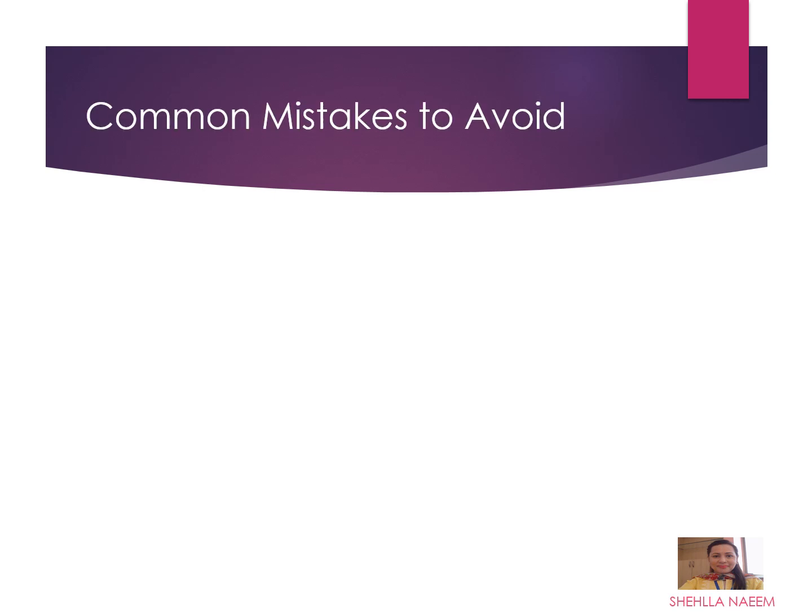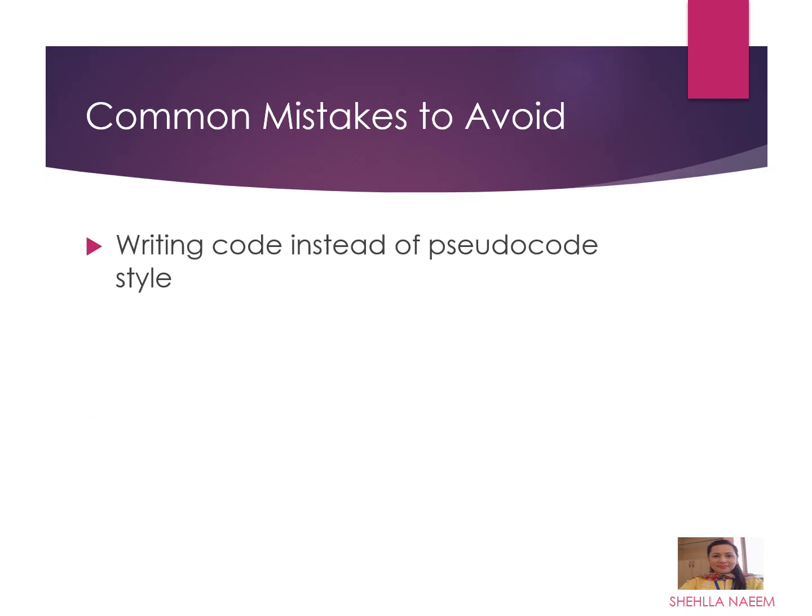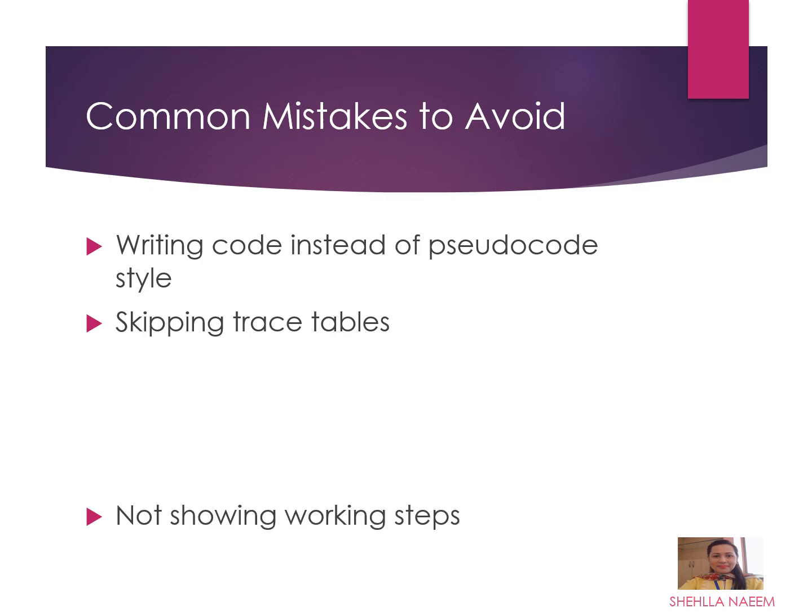Then there are certain common mistakes that all the students make, and you need to avoid them. Writing code instead of pseudocode style. Basically, you need to write it in pseudocode form, and not write the code. These are the mistakes that mostly students make, because they think they know the code well. Yes, CAIE allows it, but ideally use pseudocode. Skipping the trace tables is not ideal, because a trace table is really a scoring thing.